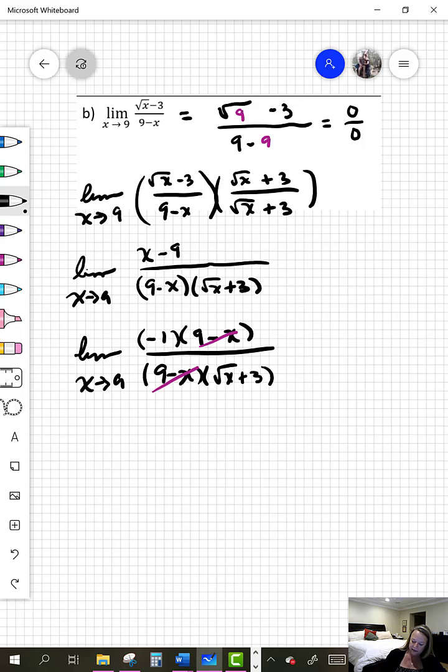When we look at this and plug in 9 for x, we get -1 in our numerator all over the square root of 9 plus 3. Well, the square root of 9 is 3, and so we get -1 all over 3 plus 3, which is 6. So this limit, as x is approaching 9, is -1/6.